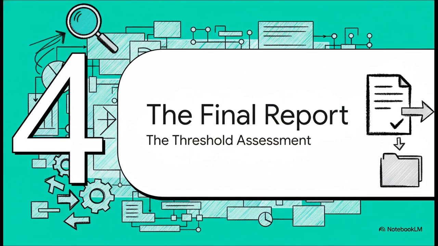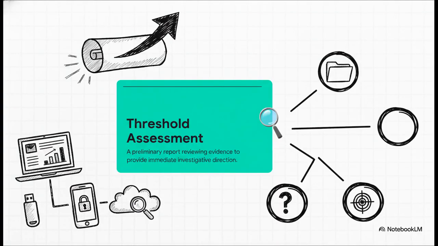So, after all this careful, objective work, what's the end product? It's not just a hunch or a guess, it's a highly structured report that gives the investigation immediate, clear direction. It's called a threshold assessment. The best way to think about it is as a strategic blueprint for the rest of the investigation. It takes all the initial findings and uses them to figure out the most important features of the case and what the most effective next steps should be.